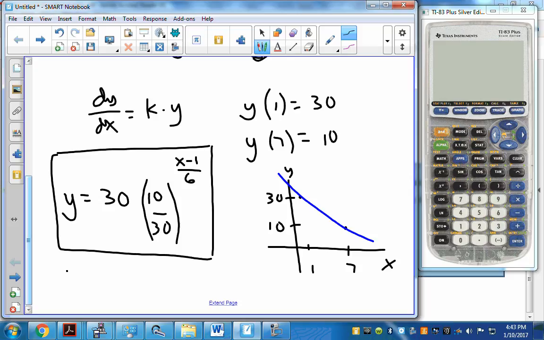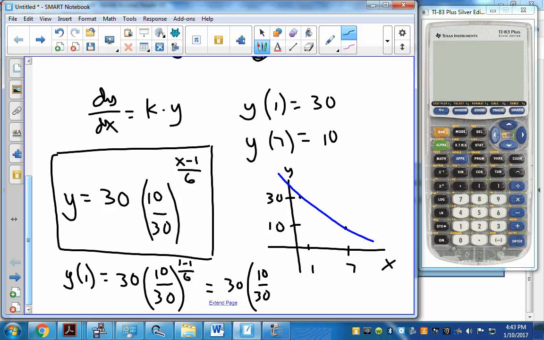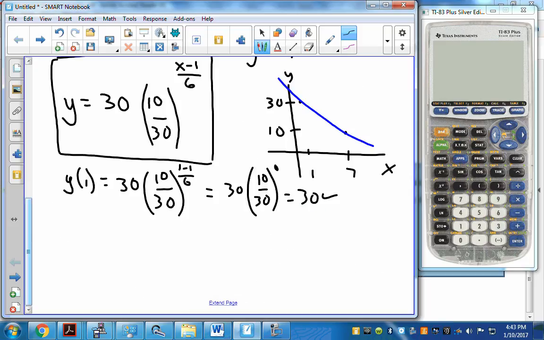Okay, y of 1 would be 30 times (10 over 30) to the (1 minus 1) divided by 6, which is 30 times (10 over 30) to the 0. Anything to the 0 power is 1, so that's 30. Okay, so that checks.